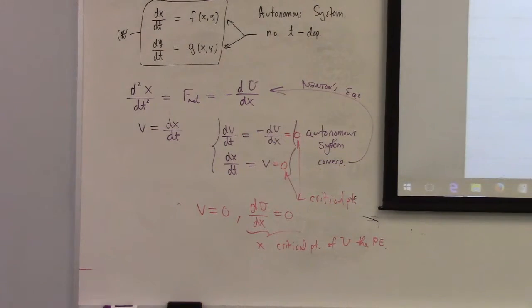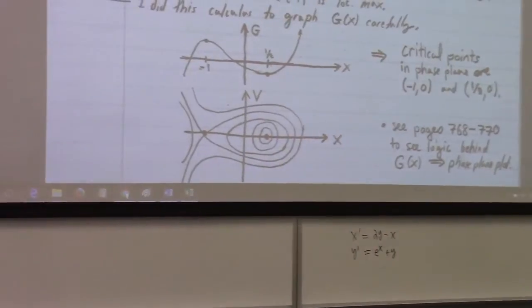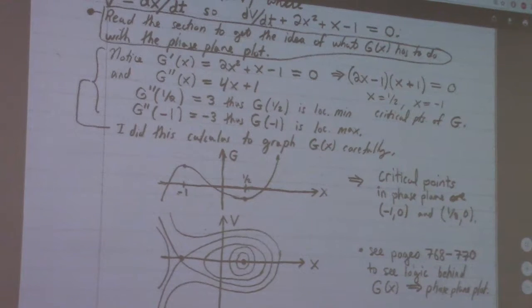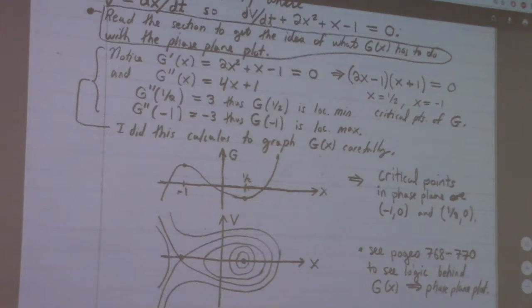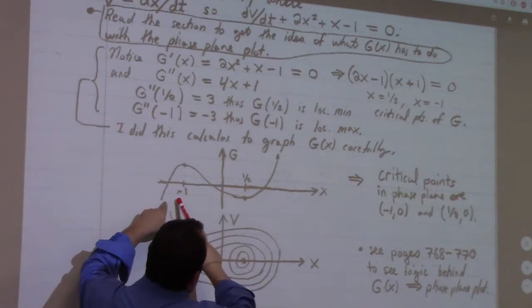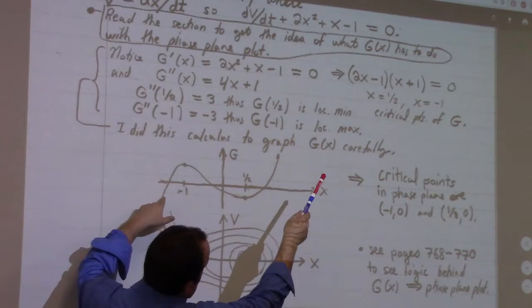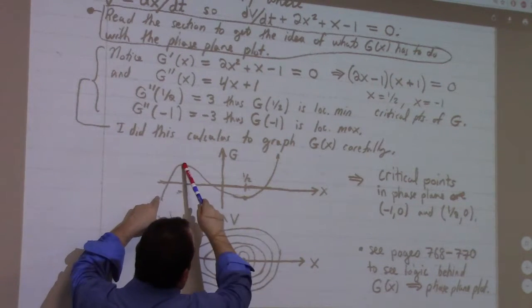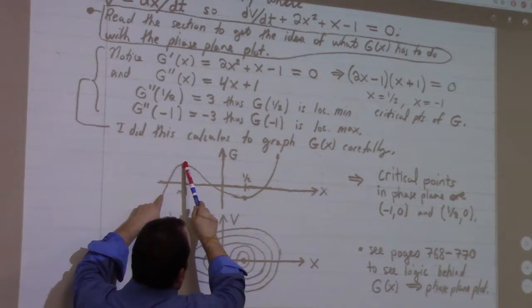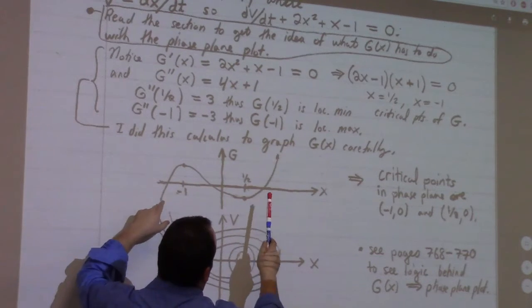From the potential energy curve, then I can see what the corresponding plots are. Sorry, I should go over here. So again, the potential energy plot, G versus X, is this. We found there's a critical point at minus 1 and 1/2 from the formula, just factoring. And so it's a maximum potential energy. There's a minimum potential energy.